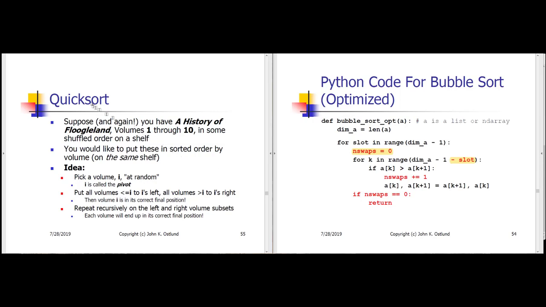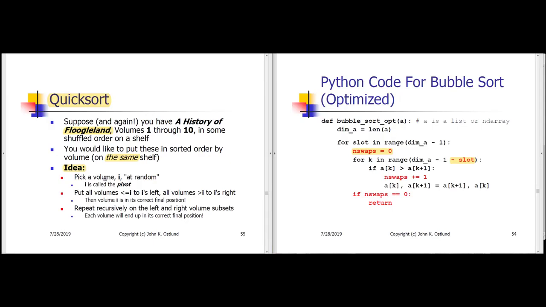Okay, so the fourth sorting algorithm we're going to take a look at is Quicksort. We have the same setup, our 10 volume history, and again we're doing an in-place sort. Here's our key idea for Quicksort.